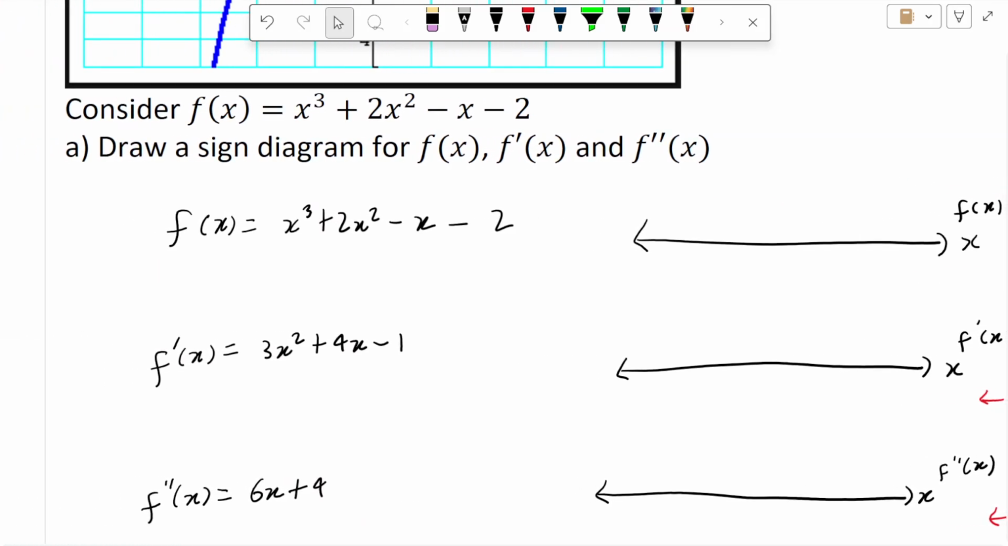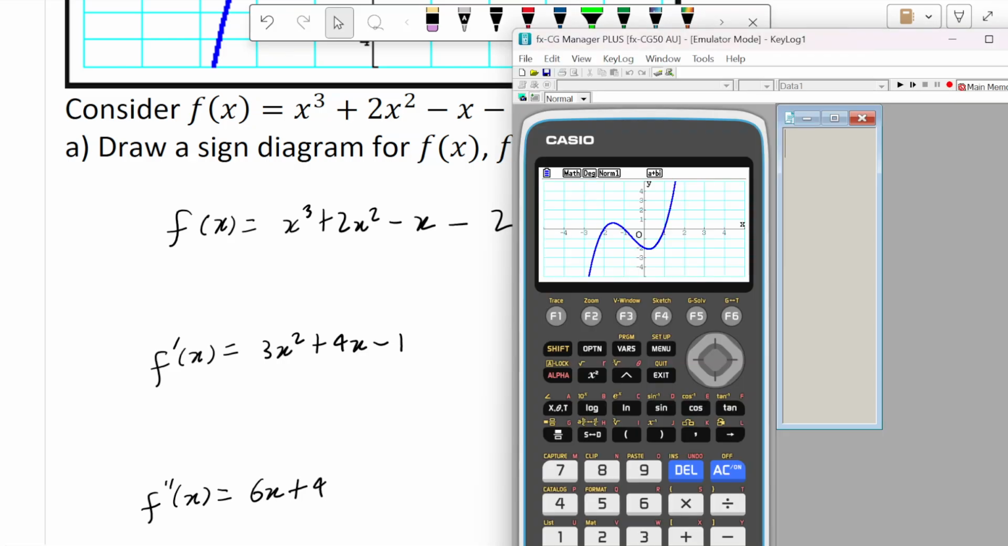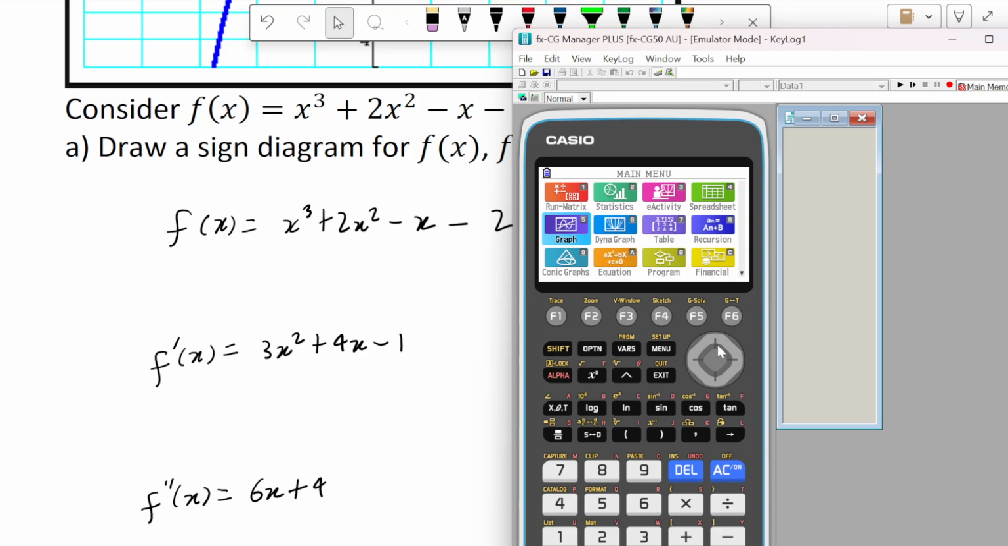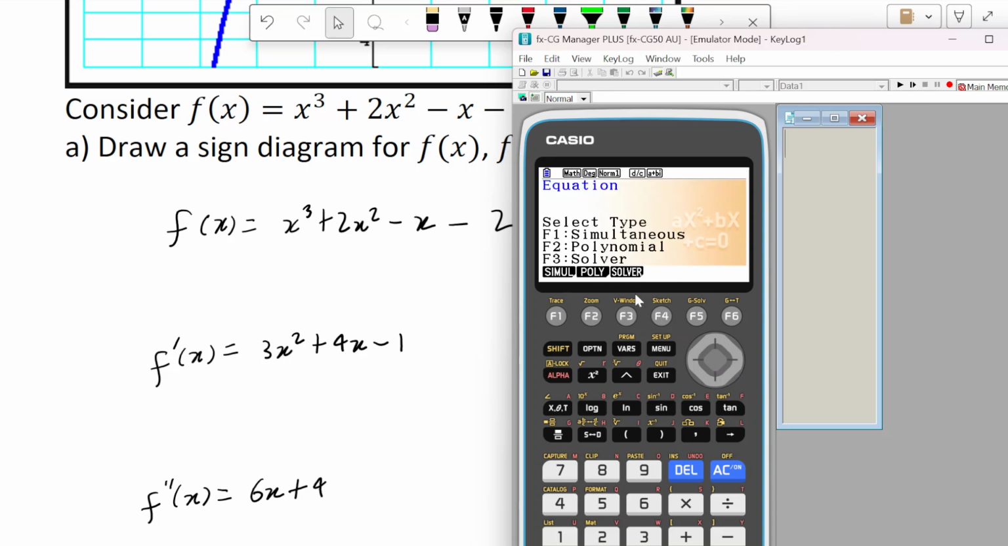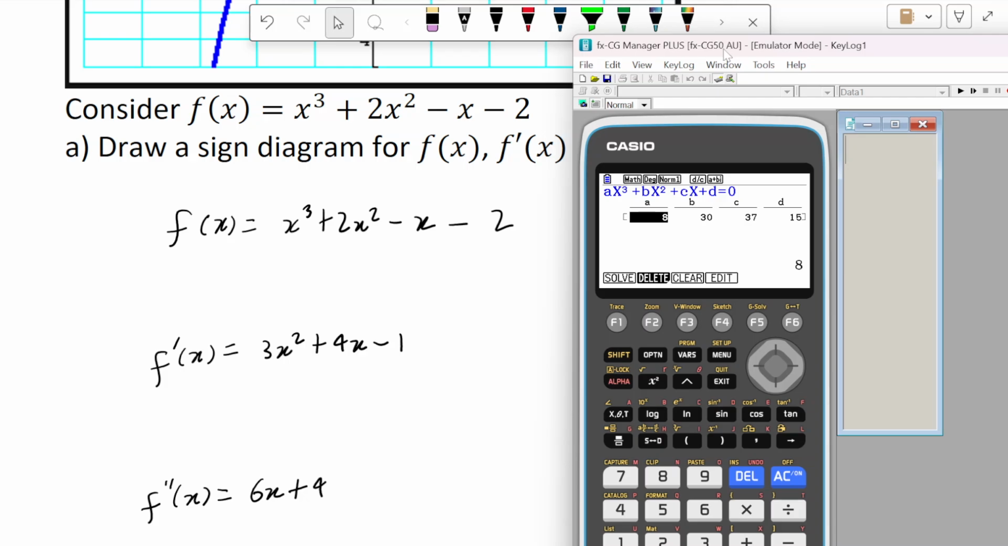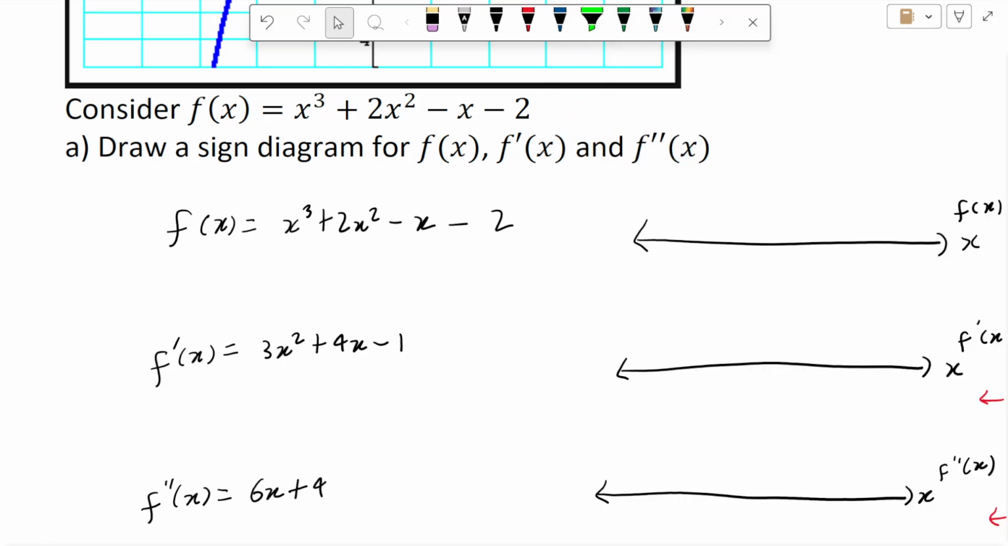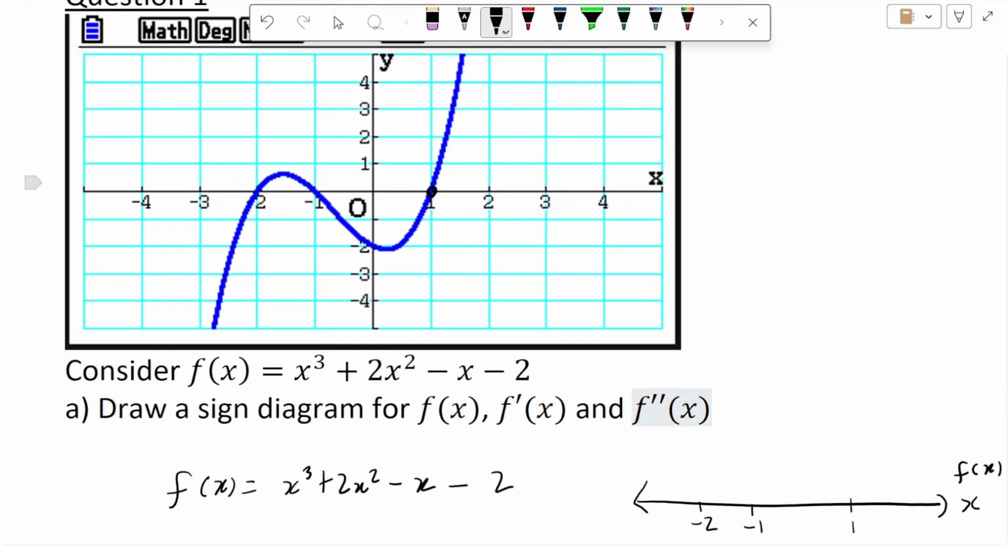Easiest way to solve this equation is polysolve. So if we have a look at this, we will go to equation mode. I'm going to polynomial, so that's going to be F2. It's a degree 3 because 3 is our highest power. And the coefficients are 1x cubed plus 2x squared minus 1x, take 2. Solve that, you're going to get 1, minus 1 and minus 2. And that's exactly what I'm going to be putting on my sign diagram. Now, I will point out 1, minus 1, and minus 2 are also your x-intercepts.